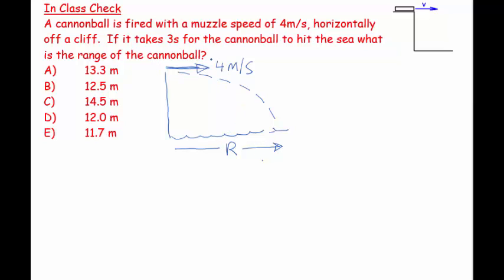Muzzle velocity is the velocity with which the cannonball leaves the cannon. It's the velocity at the muzzle. And we can think of this as the start of the journey, and we can think of this as the end of the journey. And so we need to find our horizontal displacement. So basically that's what this question is saying. What is the horizontal displacement?